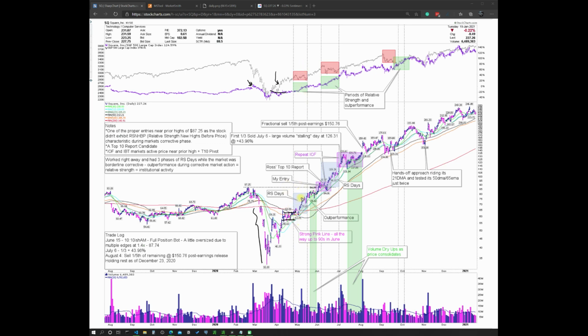In this particular zone that I've labeled, the market is going down, and SQ is outperforming the markets. Those are your RS days. When we see RS days, that's institutions stepping in and stepping up to support price when the market is seeing turbulence. That's exactly what you want to see.